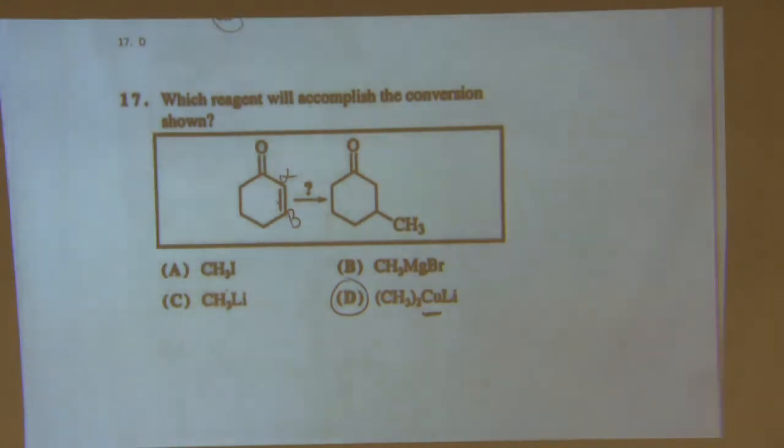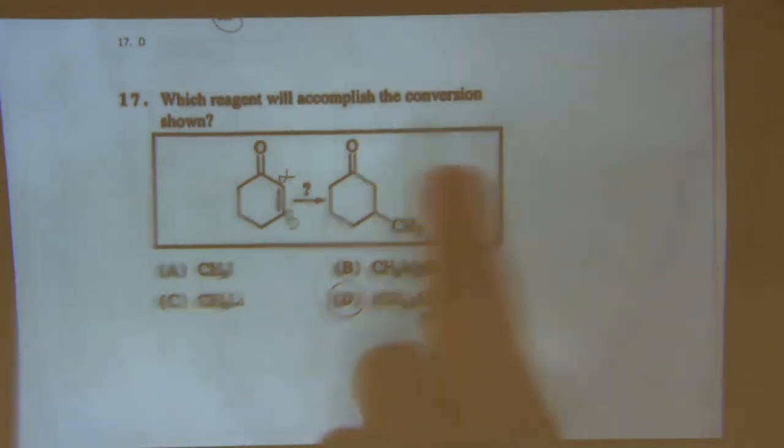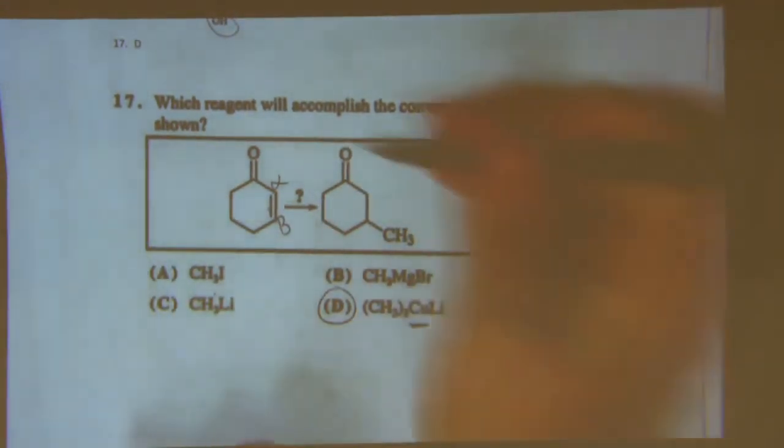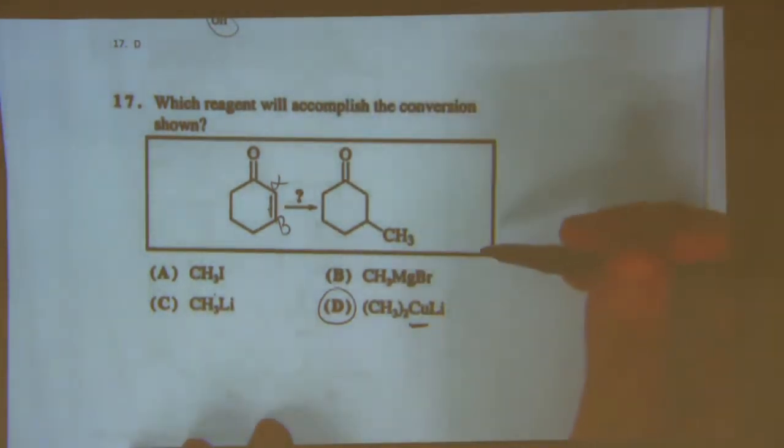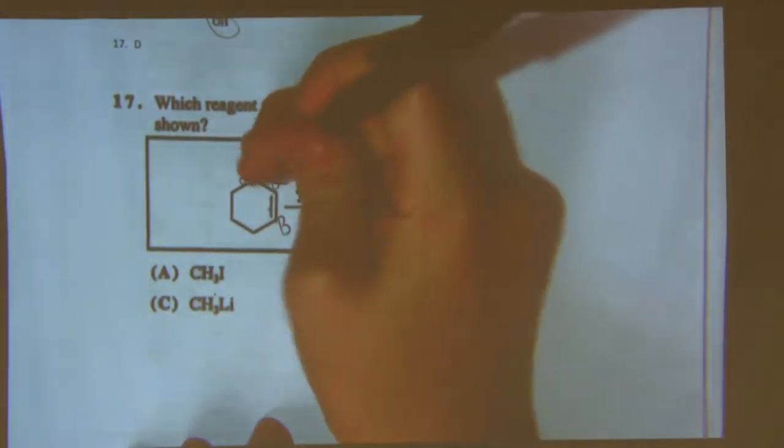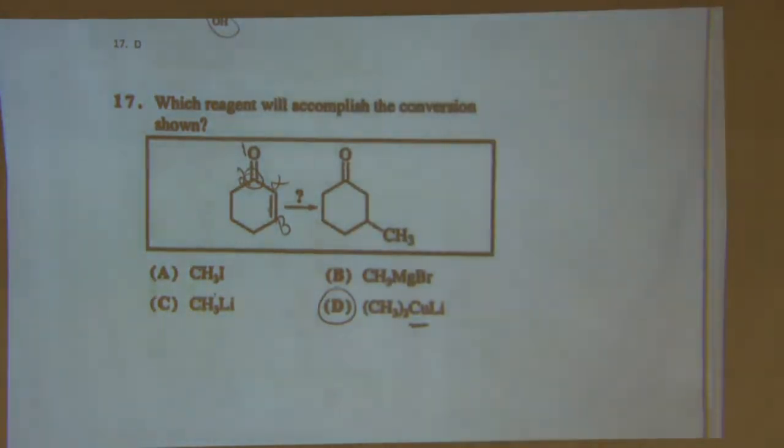Any questions on that one? You can't use Grignard's because it will add 1,2. So Grignard's would have added 1,2. It would have added to the carbonyl carbon, right? And what would have happened to your carbonyl oxygen? It would turn into an alcohol, right? Because you have an addition, not a substitution. Just keep that in mind.